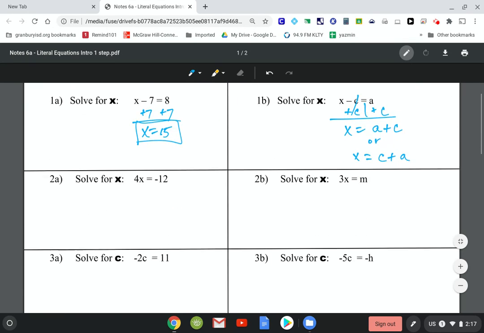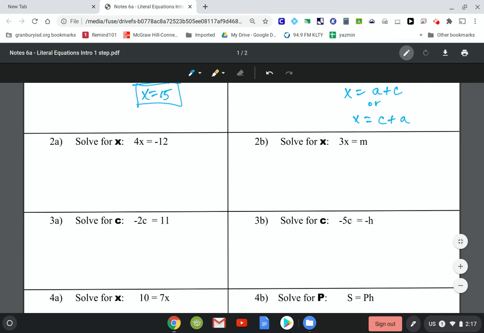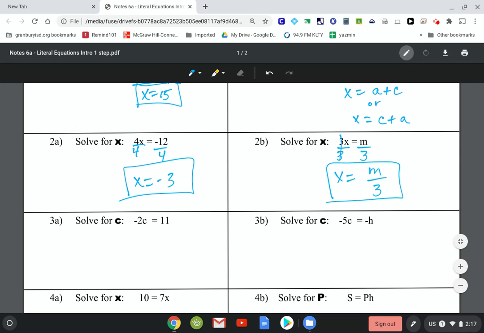All right, let's take a look at 2a. This is multiplication, so the inverse of multiplication is division. We're going to divide both sides by 4, so x is equal to negative 3. Then over here on 2b, this is multiplication, so the inverse of multiplication is division. We're going to divide both sides by 3 because we want to solve for x, so we need to get rid of that 3. So x is equal to m divided by 3.